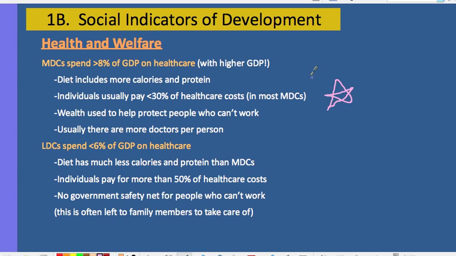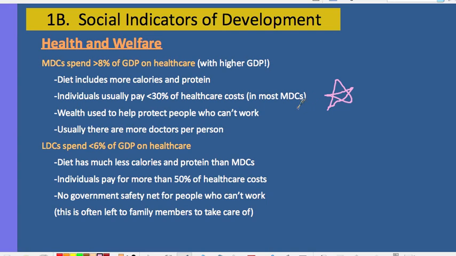Usually, individuals pay less than 30% of their healthcare costs. Among MDCs, in the United States, individuals pay 50% of their healthcare costs out of pocket. It's because there's not a universal healthcare system in the United States like a lot of other industrialized nations, a lot of MDCs like in Europe and Australia. The government actually pays for all of their healthcare costs, so individuals pay usually less than 30%, even less than 20% out-of-pocket costs.